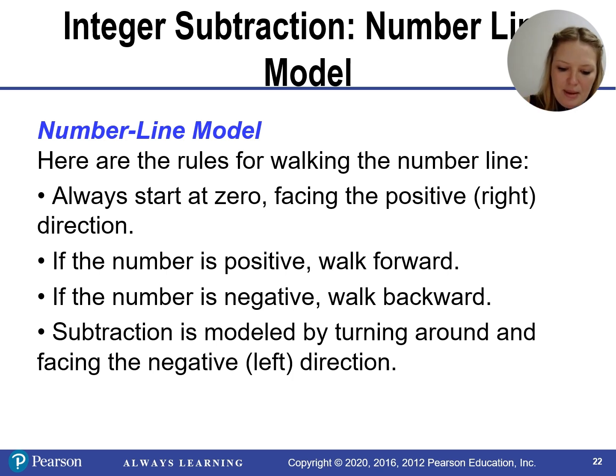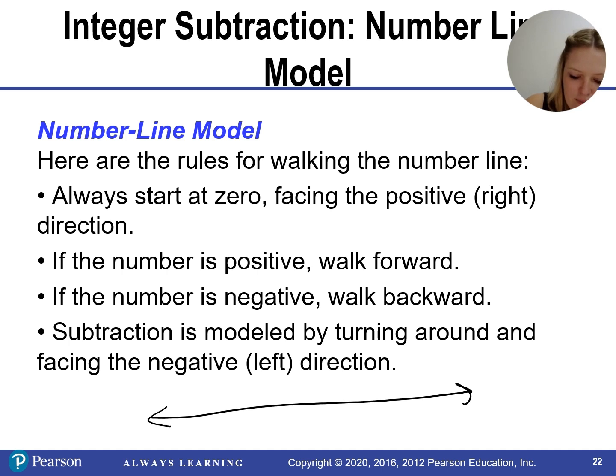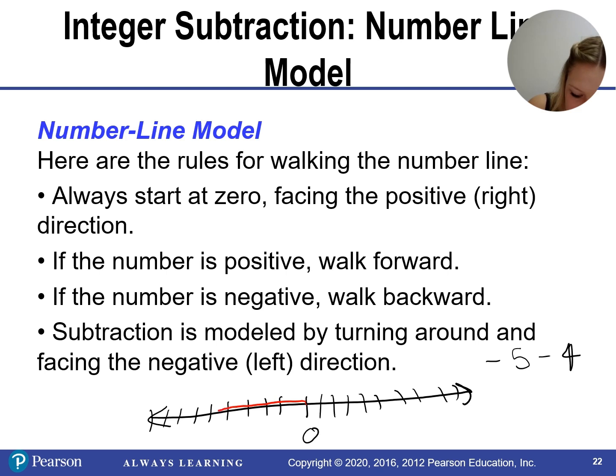So if I wanted to model negative 5 minus 4, I would walk to the left 5 to start at negative 5, and to subtract 4, I would walk 4 more to the left, and I would end up at negative 9.